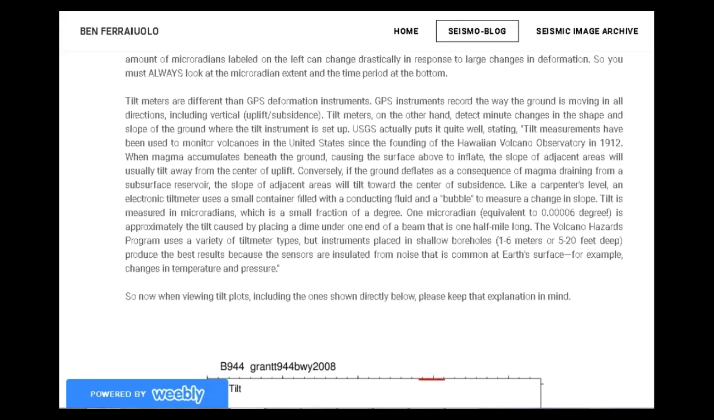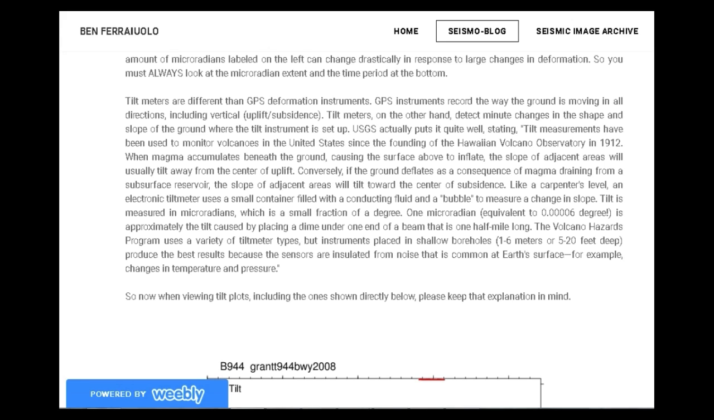USGS actually puts it quite well, stating tilt measurements have been used to monitor volcanoes in the United States since the founding of the Hawaiian Volcano Observatory in 1912. When magma accumulates beneath the ground, causing the surface above to inflate, the slope of adjacent areas will usually tilt away from the center of uplift. See, that's what I was trying to say. Conversely, if the ground deflates, which is subsidence, as a consequence of magma draining from a subsurface reservoir, the slope of adjacent areas will tilt towards the center of subsidence.